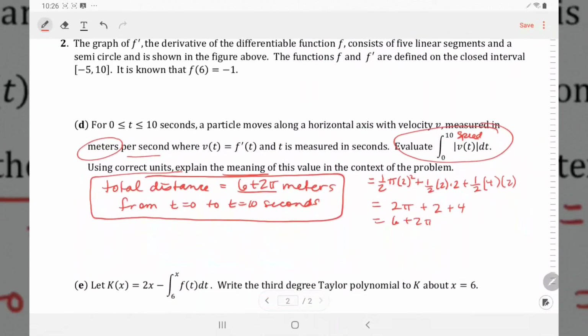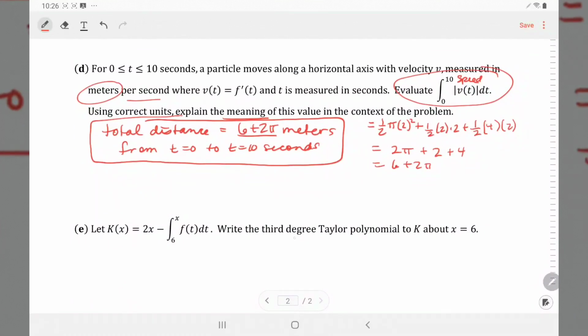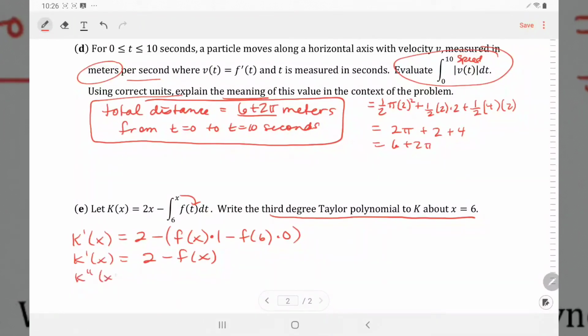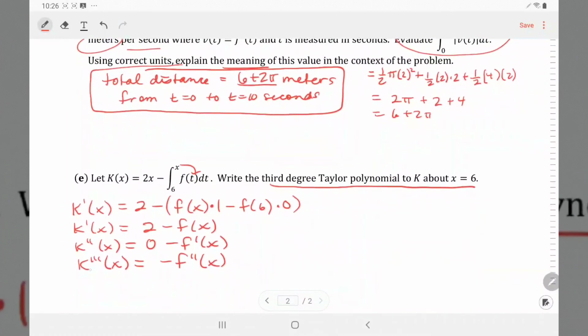Okay, and the last part, write a third-degree Taylor polynomial about 6. Okay, so k prime would be 2 minus, Leibniz: substitute in the top bound times the derivative of the top bound, minus substitute in the bottom bound times the derivative of the bottom bound. So that's 2 minus f of x, k prime of x. K double prime, I need a third degree, so I need another derivative: 0 minus f prime of x. And then k triple prime will be negative f double prime of x. The official way to write that one would be k, and the third derivative is written like that: negative f double prime of x.